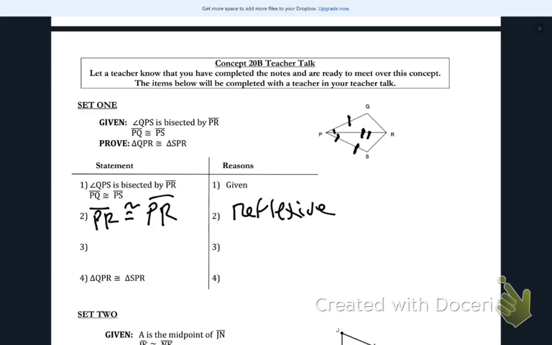Okay, and then step 3. In the given it said that angle QPS is bisected by PR, and like we said, we marked it up here, but we haven't really talked about how the two angles are congruent. So that's what we'll do in step 3. Could you have flipped 2 and 3? Yeah, sure. You could have done this reflexive as your third step. Doesn't really matter.